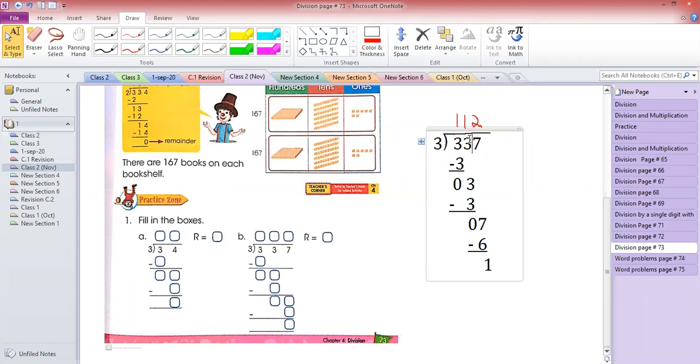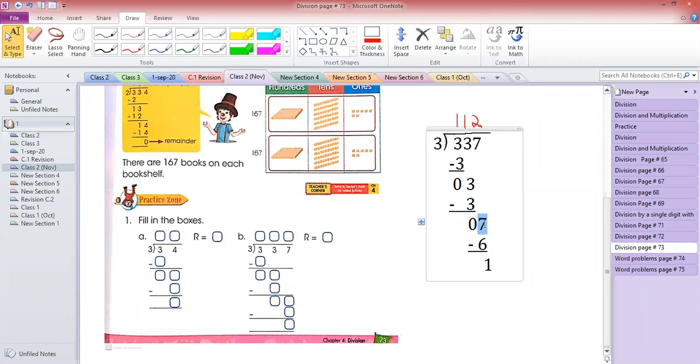And you drop this 3 down. So it is also now 3. Again, 3 multiplied by what number will give you 3? 1. So you again write 1 and you multiply and you write here. Again, you minus 3 minus 3, again 0. Then you write this 7 down. And now it's time to check 7.